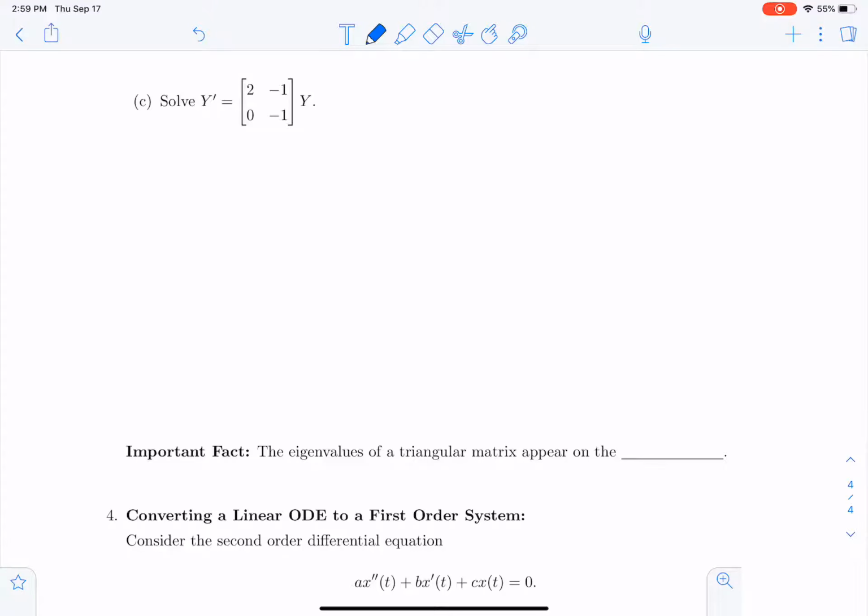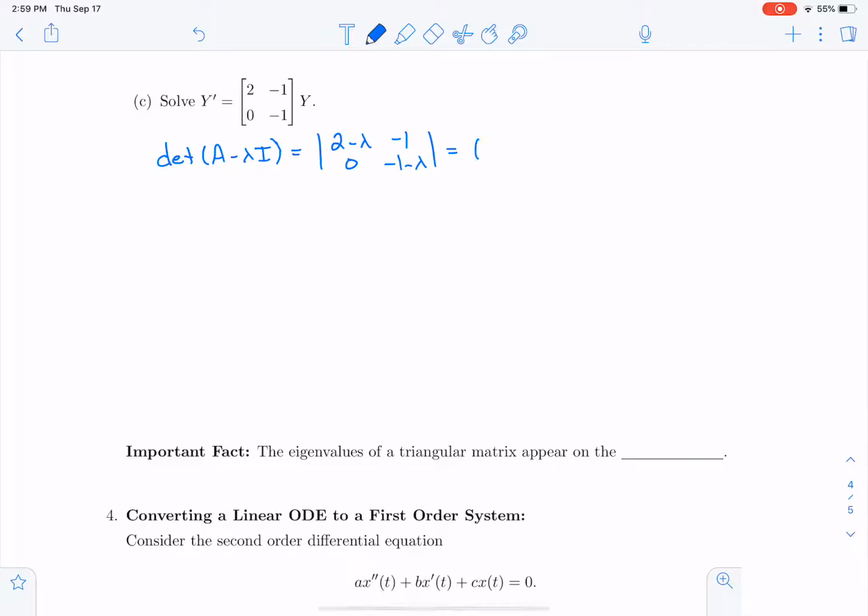We will finish this lesson with one more example. Suppose we have the equation y prime equals the matrix [2, -1; 0, -1] times y. Again, we proceed by finding the eigenvalues. Here, the determinant of A minus lambda I is going to equal the determinant of the matrix [2 minus lambda, -1; 0, -1 minus lambda].